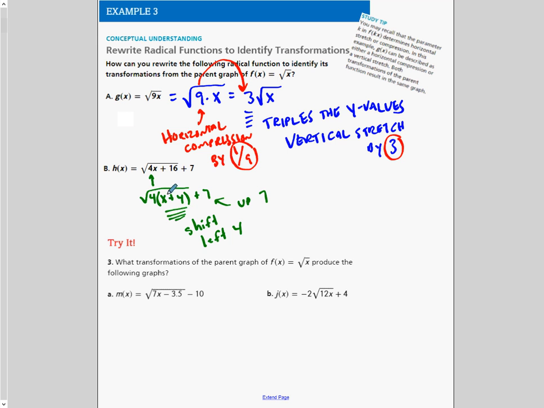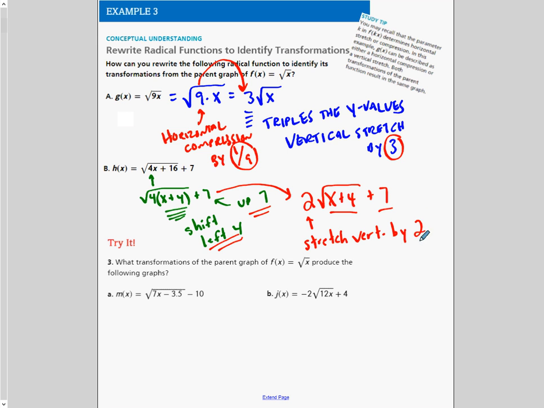As far as the dilation is concerned, we're going to do the same thing we did up here with the 9. Take the square root of it. Since the square root of this 4 comes out as a 2, we can see all the proper transformations now. We have a left 4, up 7, and stretch vertically by 2. Okay? Those are all the transformations involved here.